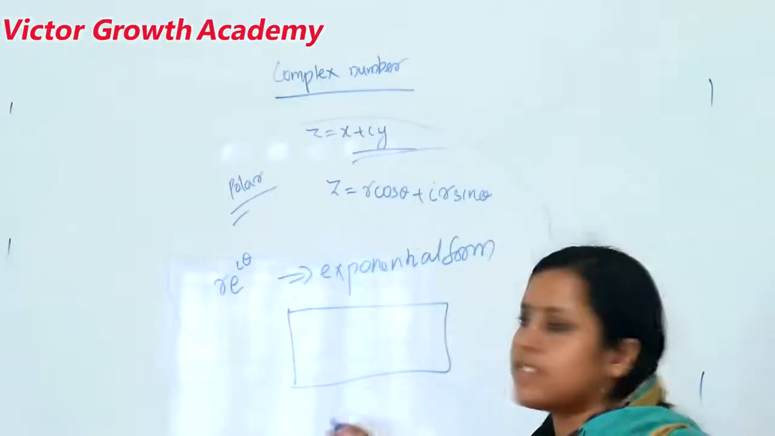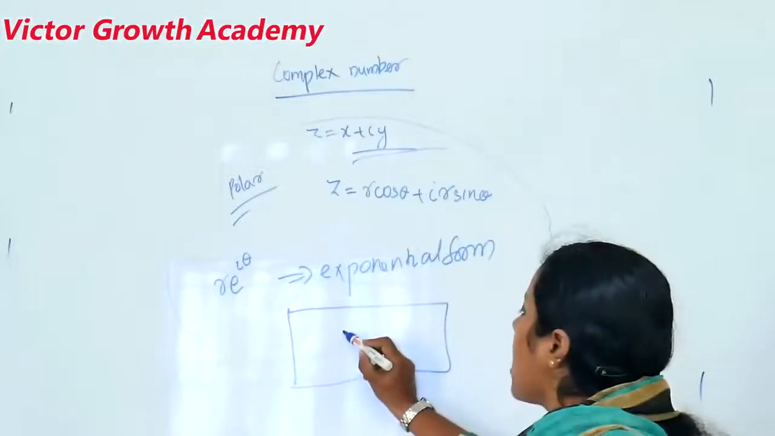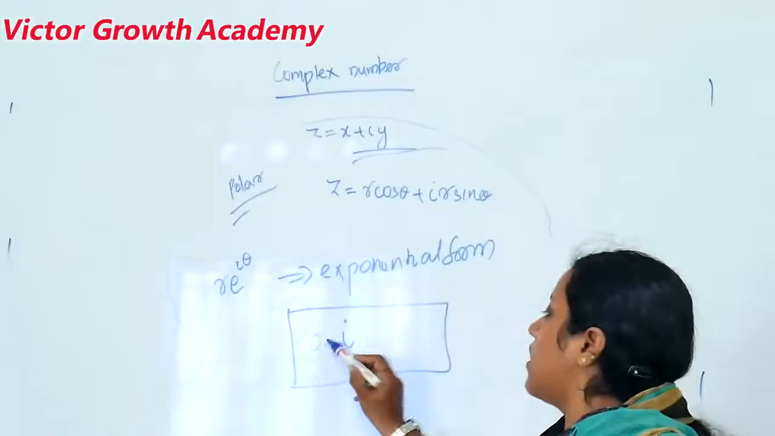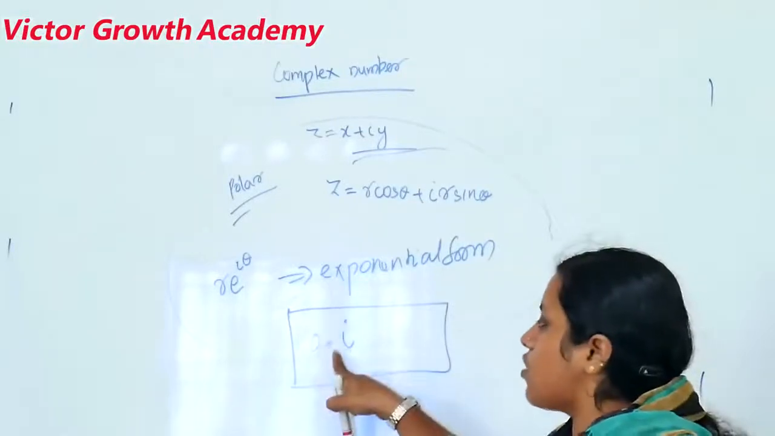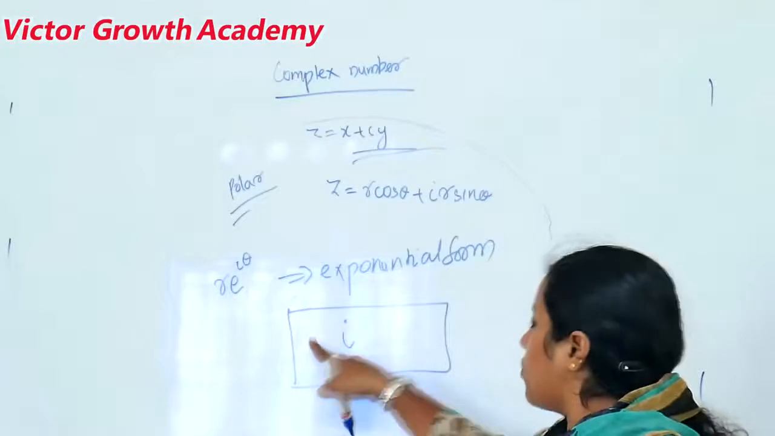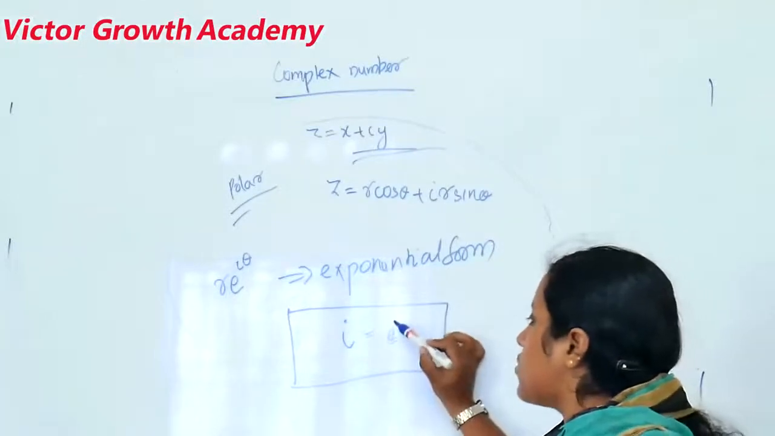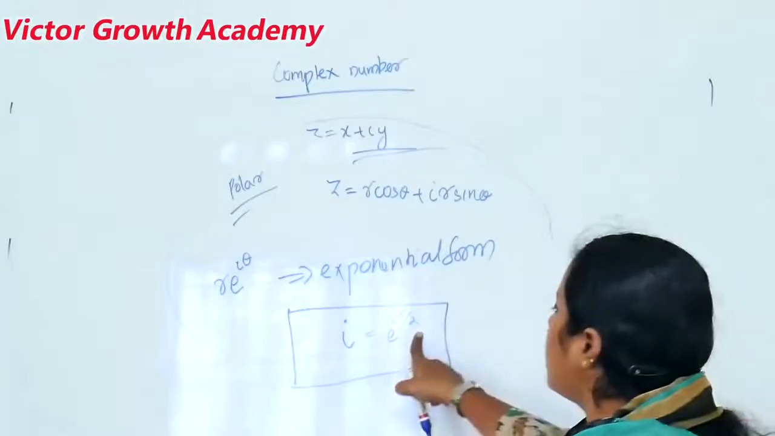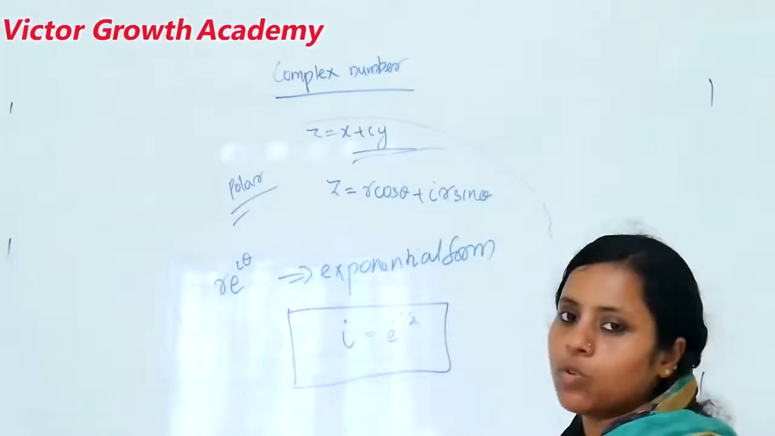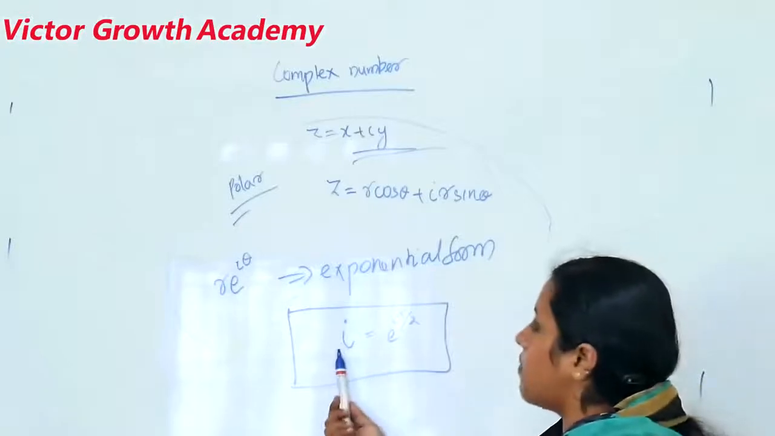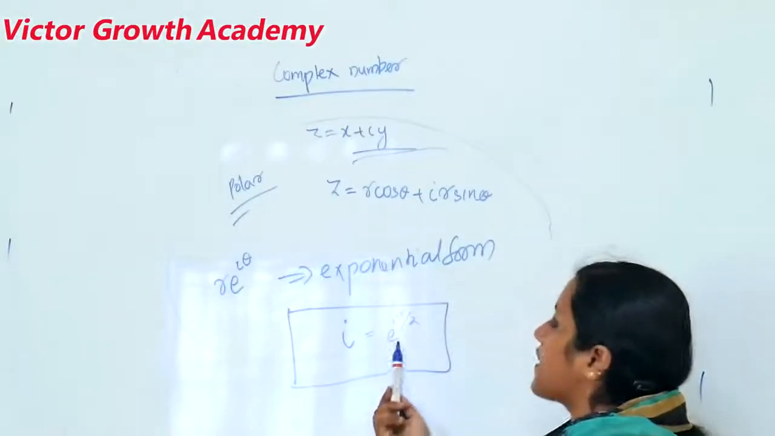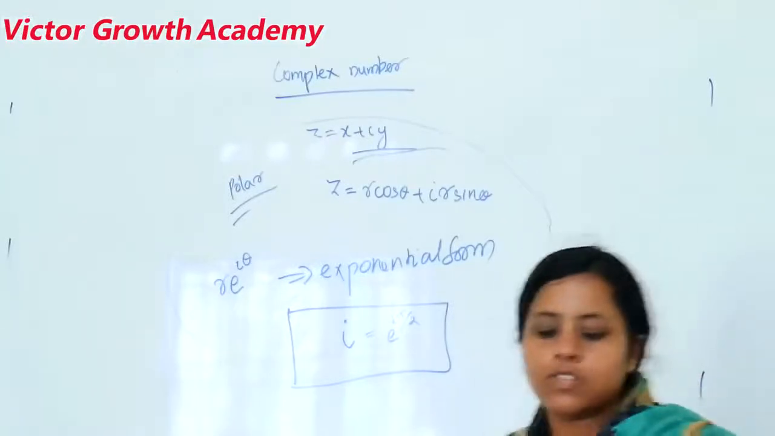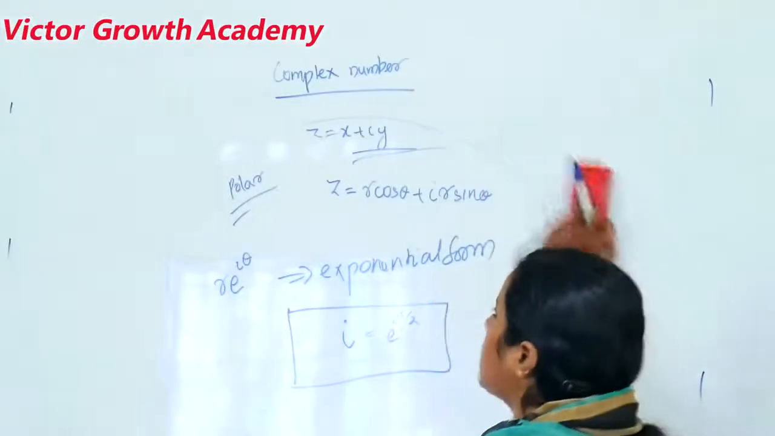So just learn this by heart. If we write a complex number i, this is also a complex number, 0 plus i. So we are not writing the real part because there is no real part. So i is equal to, just remember, e raised to i pi by 2. That means if you are having a complex number i, then its exponential form is e raised to i pi by 2. Okay. So now we will solve some problems based on these equations.